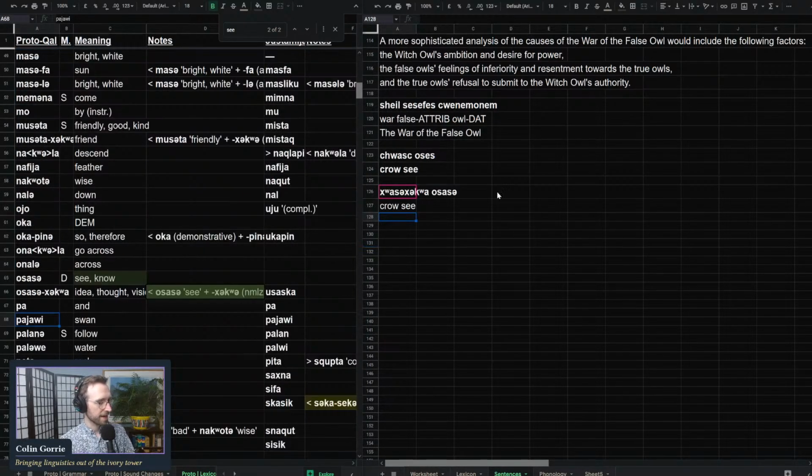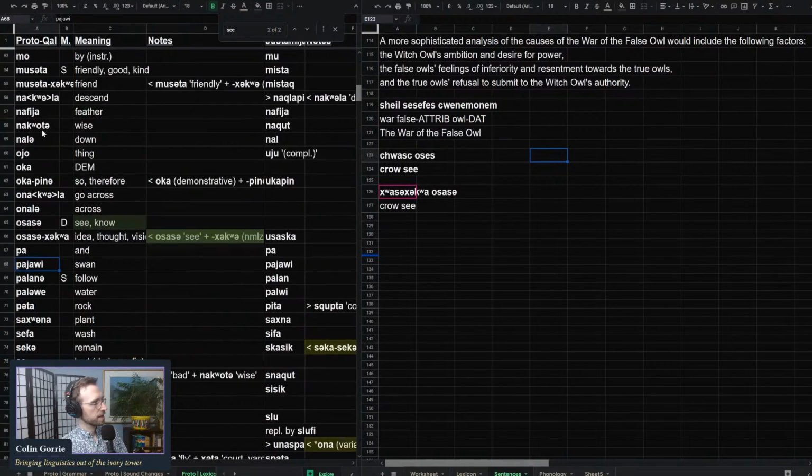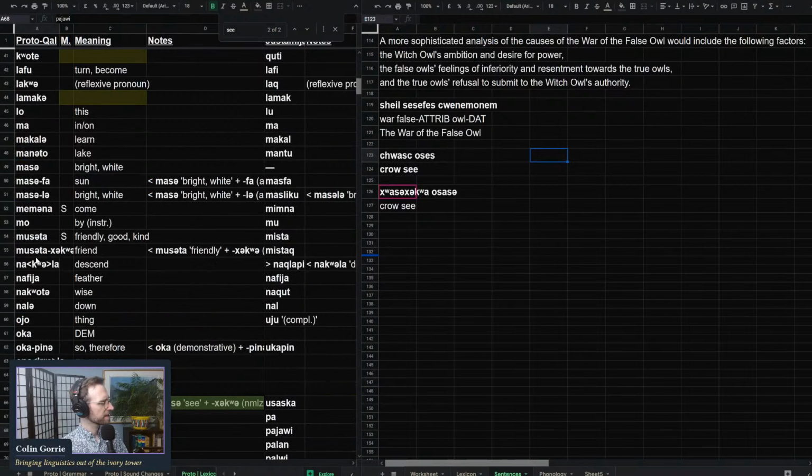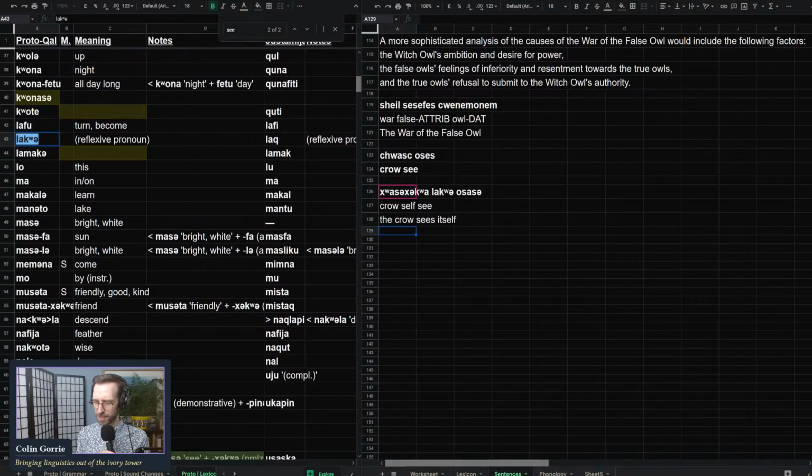We have a reflexive pronoun for that. Now, Lenethailef is SVO, but protocol is SOV. So where does this go? There it is. I know where things are. Crow, self, see. So we have huasahqua l'acqua osasa. The crow sees itself. I see, I'm getting a bit of a warning here. What is this?